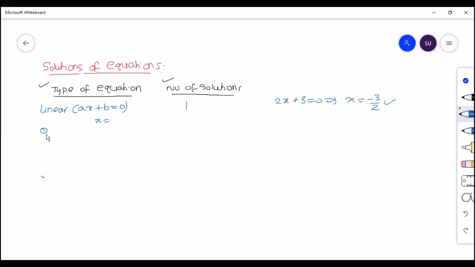Now, if the equation is a quadratic equation, that is ax square plus bx plus c is equal to 0, here it is a second degree equation. Second degree equation means we will have two solutions.